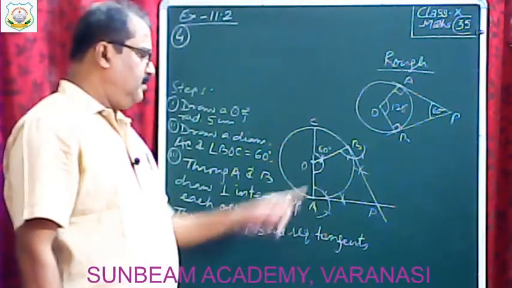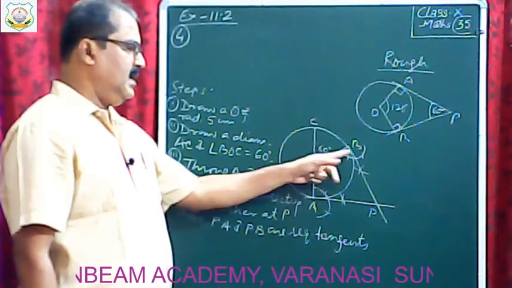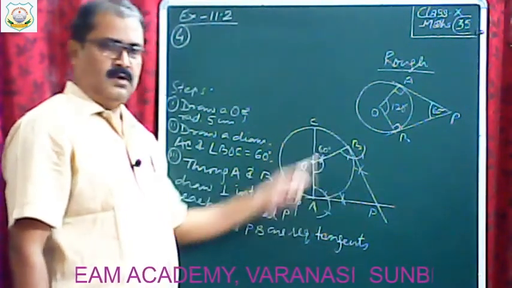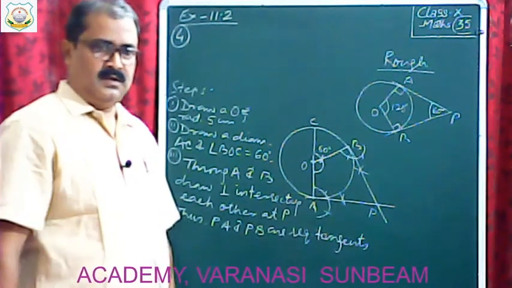Verification is very simple. Angle AOB is 120 degrees, angle A is 90 and angle B is 90, so a quadrilateral is formed. Using the angle sum property of a quadrilateral, find the fourth angle, and you get 60 degrees.